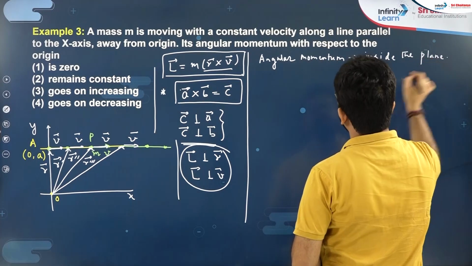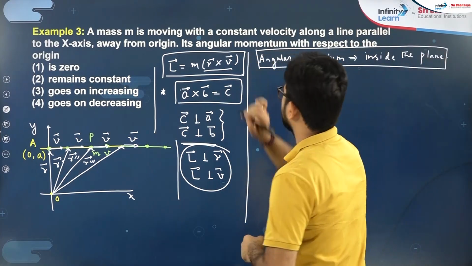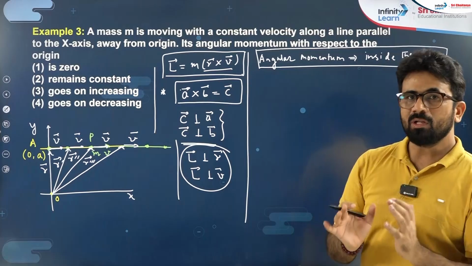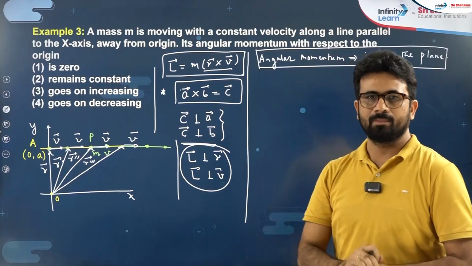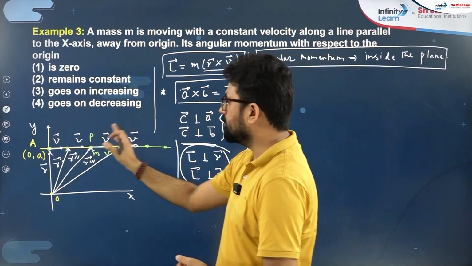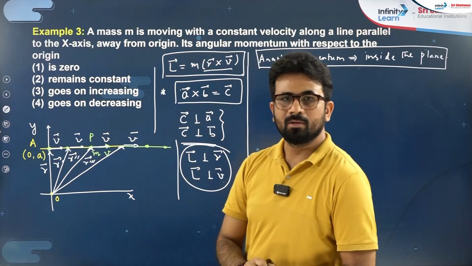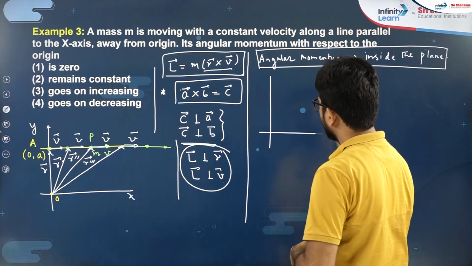Now one thing we have understood from this whole discussion is that angular momentum would be perpendicular to this plane and inside the plane, not outside the plane. Now focus. The second thing we want to know is actually its magnitude. So what is the magnitude?